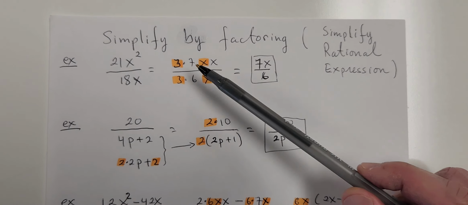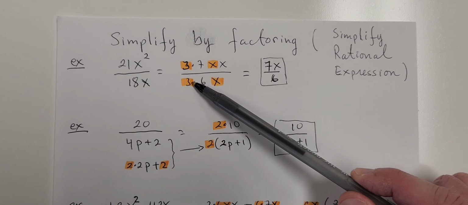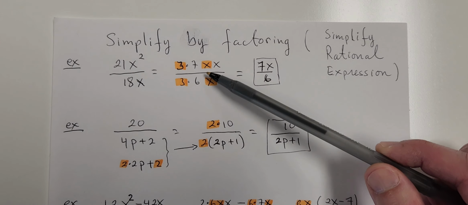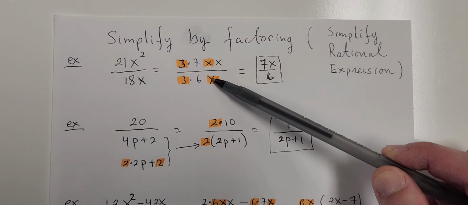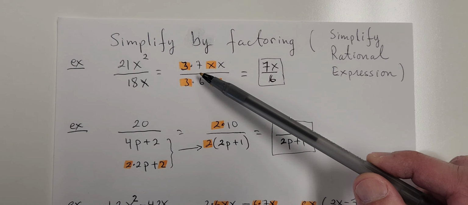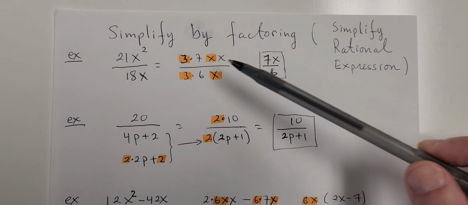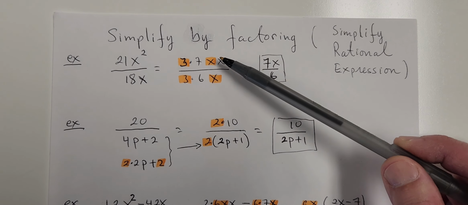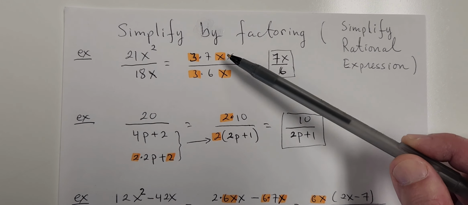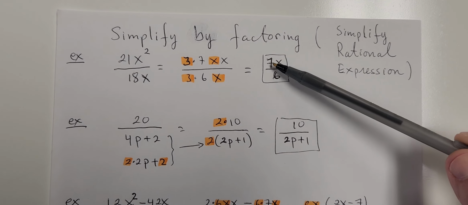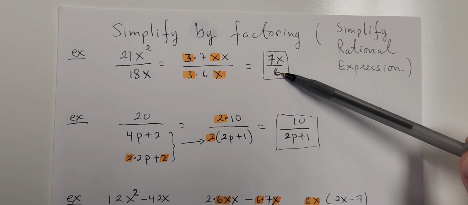After that, anything that looks the same, you cancel. So these threes are the same, cancel. This x is the same, cancel. And anything that is not canceled, you leave it alone, and that will become our answer. So 7 is not canceled, this extra x is not canceled, this 6 is not canceled. So my final answer is 7x over 6.